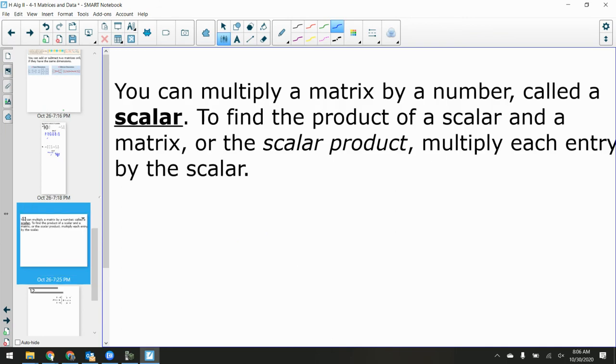Next thing we're going to talk about is called scalar multiplication. This is not multiplication of two matrices. Please know that. Multiplication of two matrices is a completely different animal. We'll talk about that on Monday. When I talk about scalar multiplication, it is just multiplying a number times a matrix, not a matrix times a matrix. You can multiply a matrix by a single number called a scalar to find the product of a scalar and a matrix, sometimes called the scalar product. Multiply each entry by the scalar.